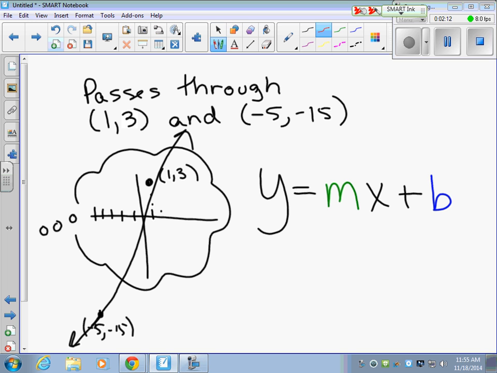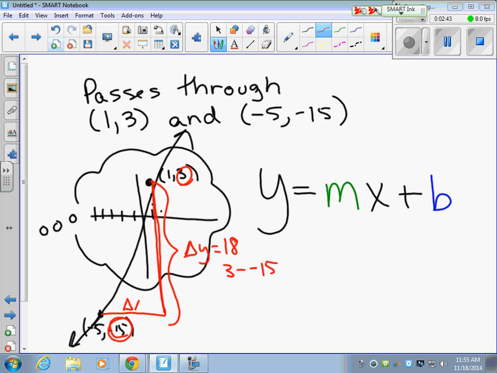But we can tell what the slope is if we look at the points. What I'm looking for is the change in y. I see that y is negative 15 and then y is 3, so it must go 15, 16, 17, 18. One way to get that is to think about 3 minus negative 15 if you want to do it mathematically.